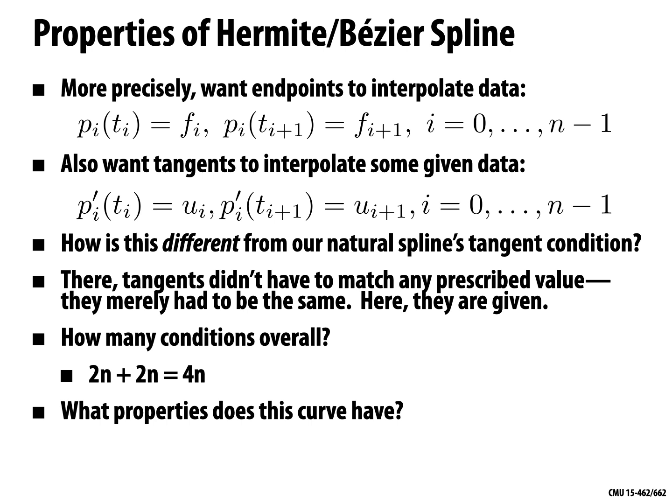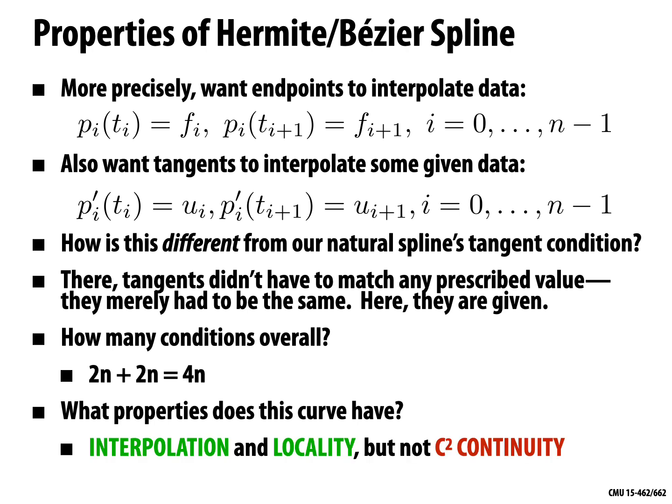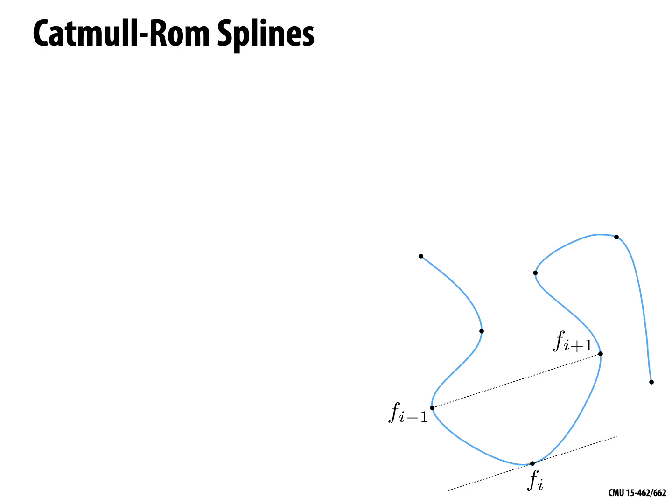Well, no, we didn't say anything about the second derivative. Right? The second derivative could be totally awful. We might not want to really travel along this curve. So again, what we see is we have 2 out of the 3 basic properties that we might like to have. All right, so let's take a look at a third kind of spline, a Catmull-Rom spline.